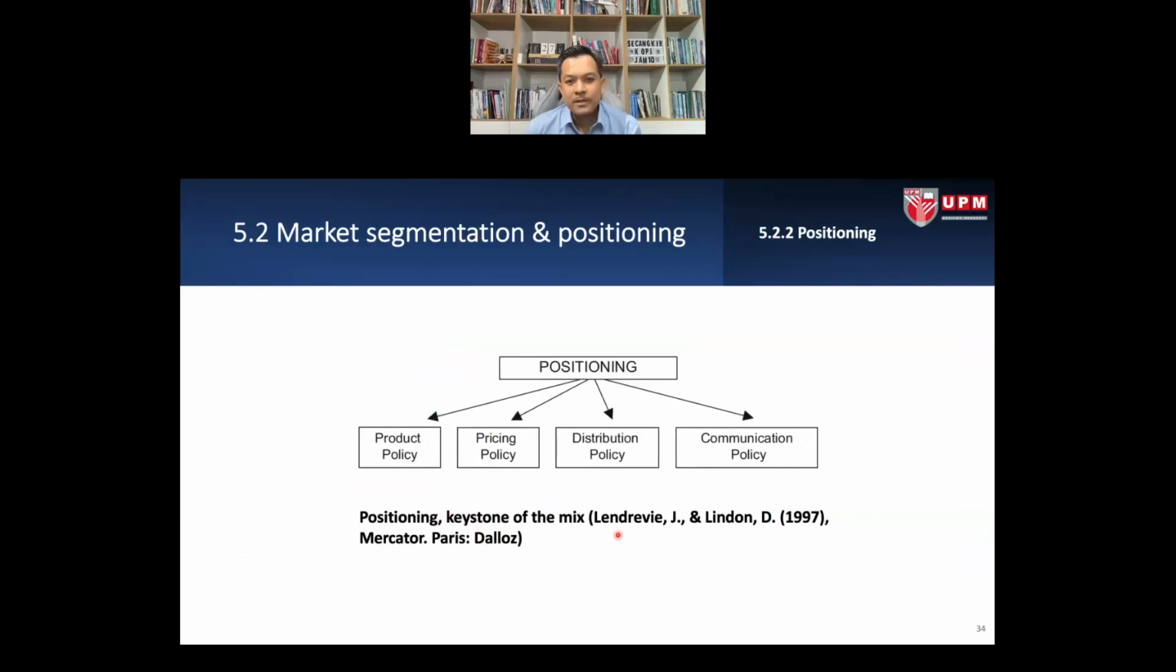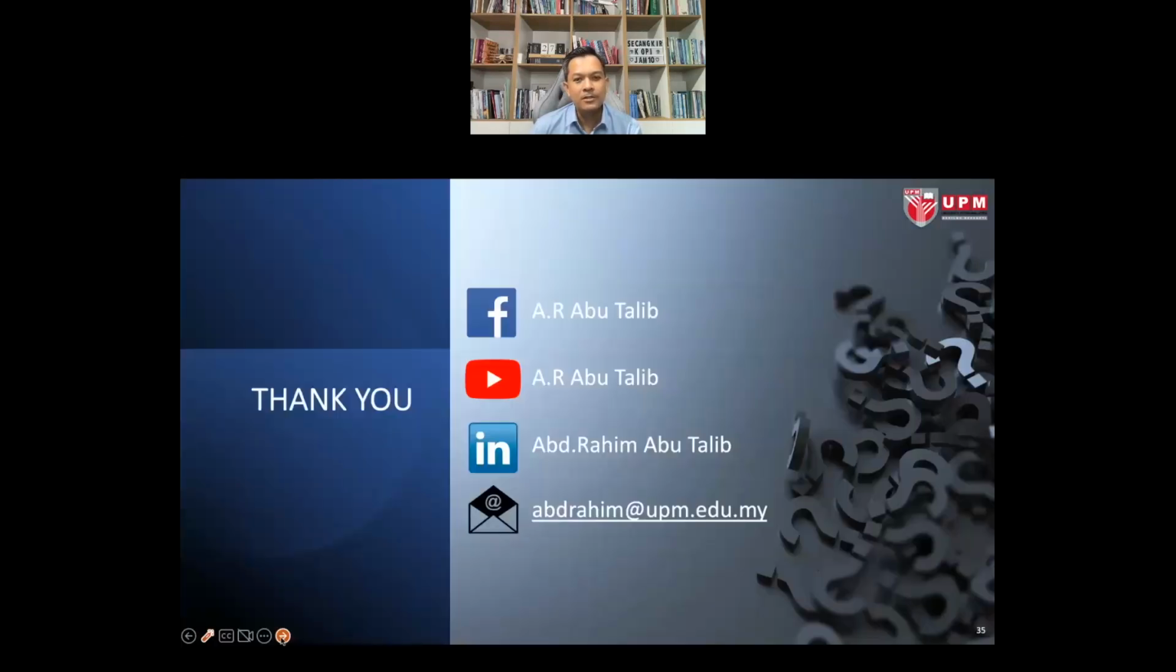Positioning, keystone of the mix, taken from Landrivier and Linden in 1997. So positioning can be characterized into product policy, can also benefiting the pricing policy, distribution policy, as well as the communication policy. All right. So that is the second part of the aerospace marketing.